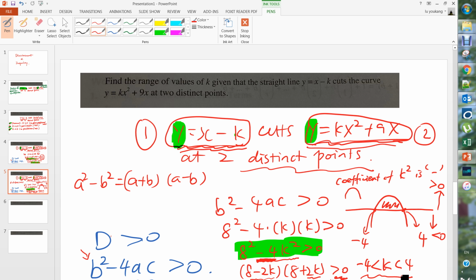Okay, so before I move on to talk about the other two cases, which is discriminant equals 0 or discriminant smaller than 0, this is the solution to solve this question. Okay, so I hope you have understood it, and let's move on.